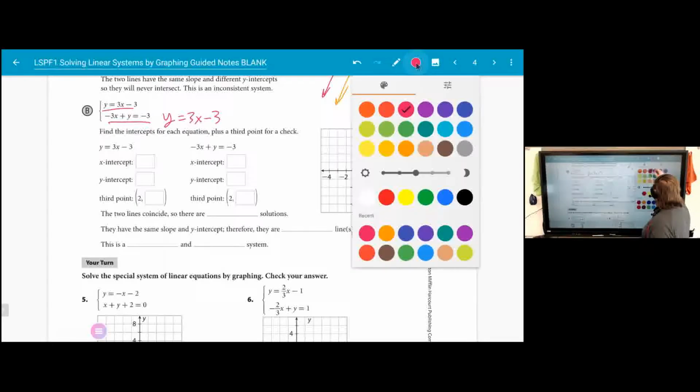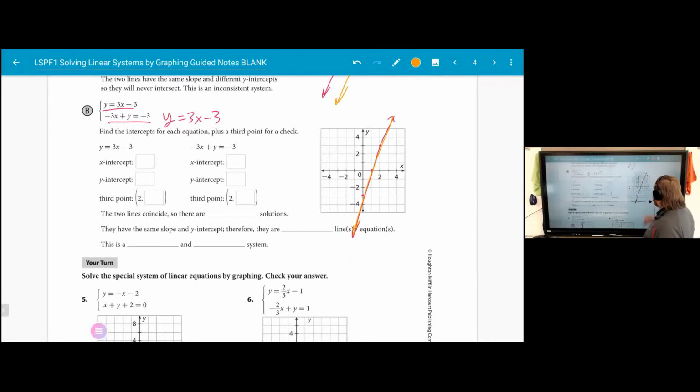I'll just draw it for us. Why not? These are the same line. Since they are the same line, we would say that this has infinite solutions. I love it. I know I went a little quick there, but we're getting the hang of this. We've been graphing.